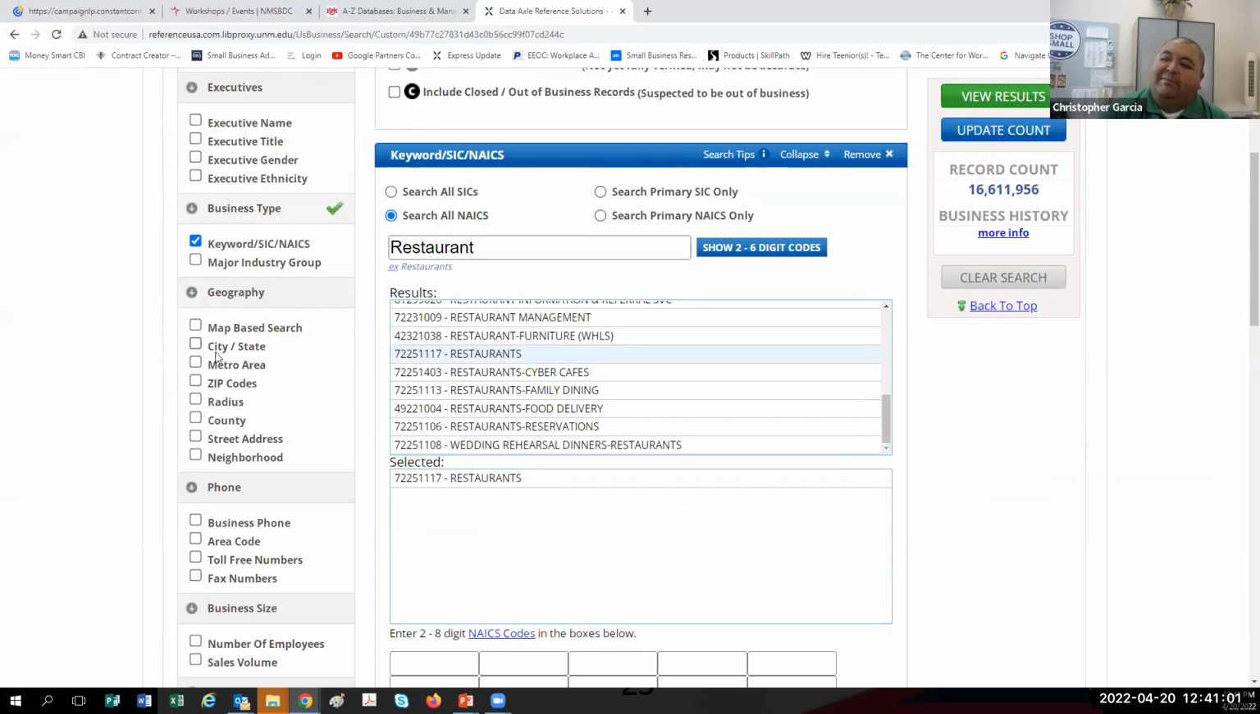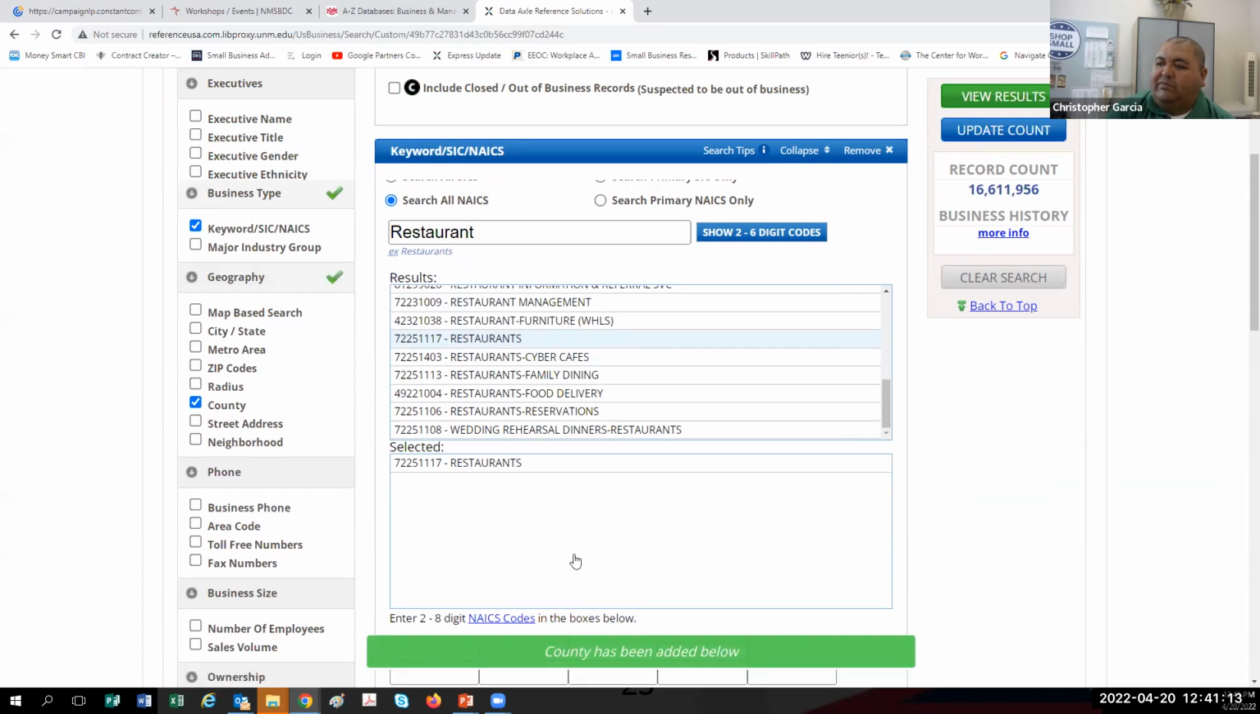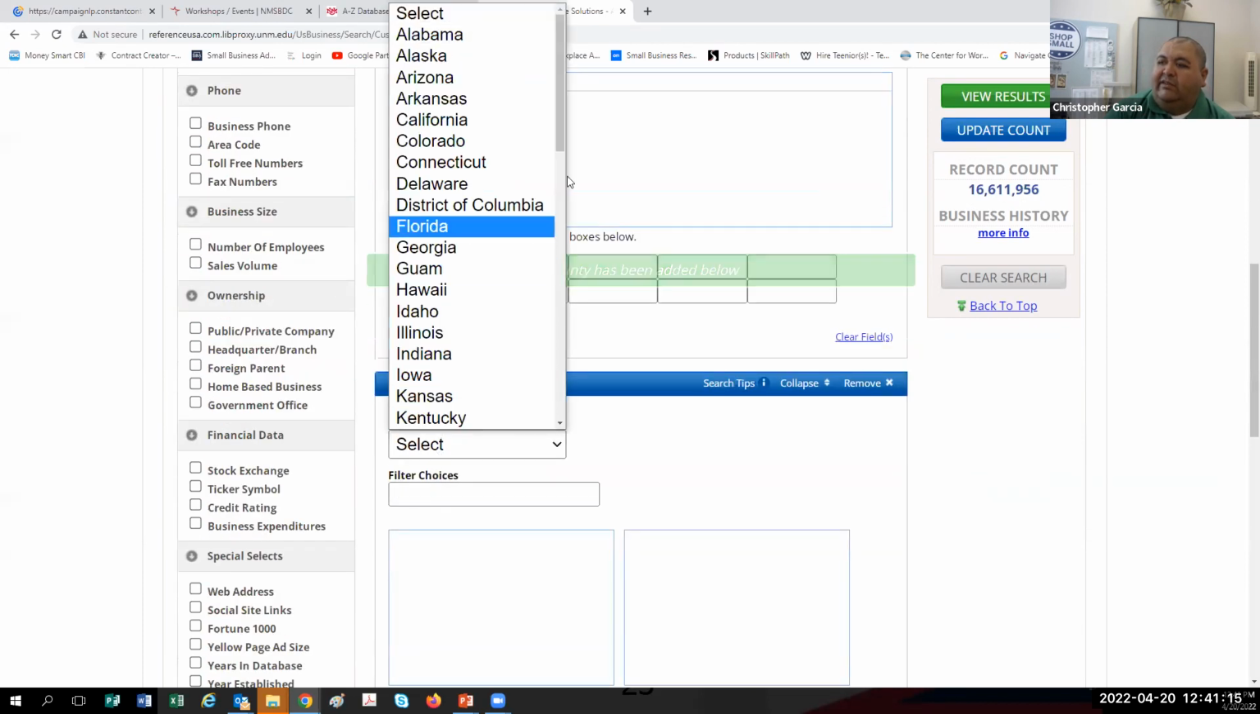And we could search based on city or state, metro area, zip code, radius. So a radius from an address, I could do 3 miles from UNM Valencia. I could do county. So let's do county. Let's do Valencia.